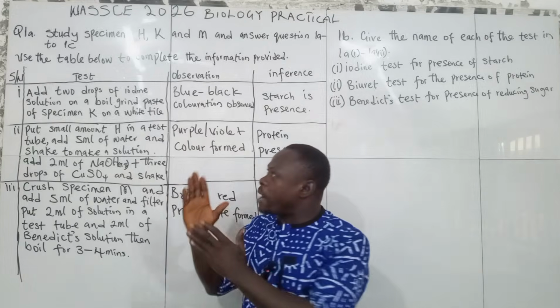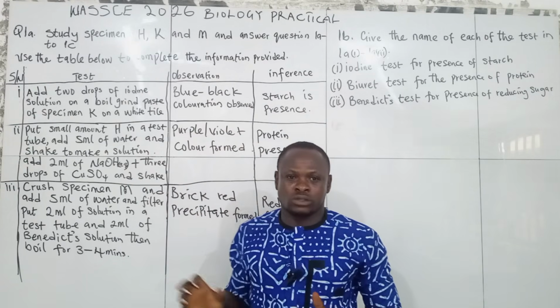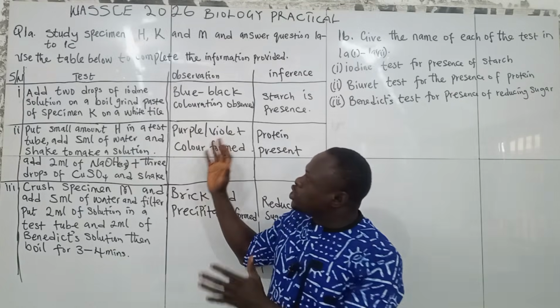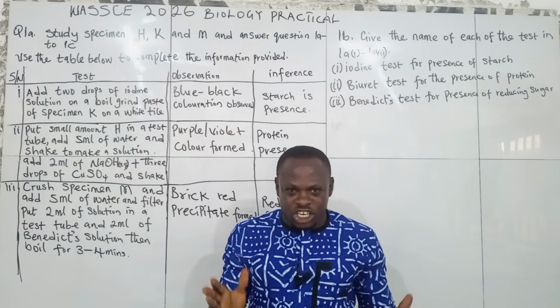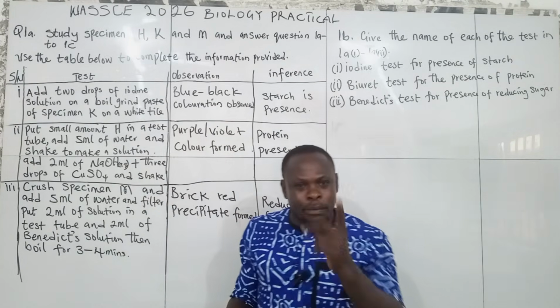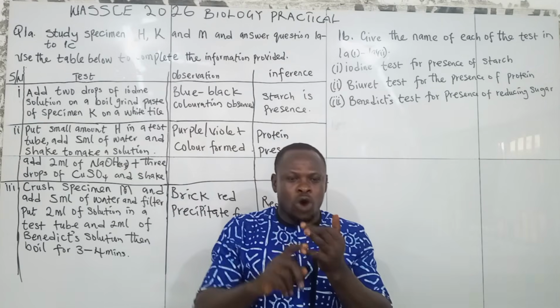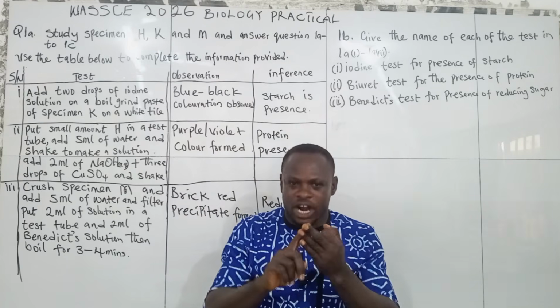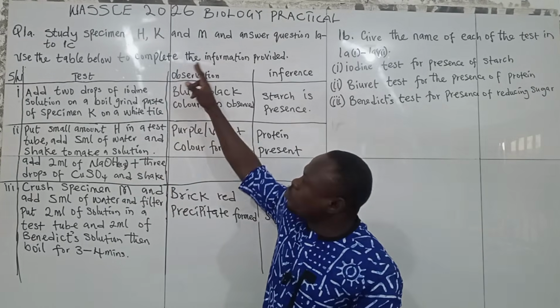All right, now we are into biology practical questions. A list of specimens will be displayed on the screen, then we are going to use it to answer our various questions. Remember, questions are grouped into three major parts: 1, 2, and 3. This is question number 1.